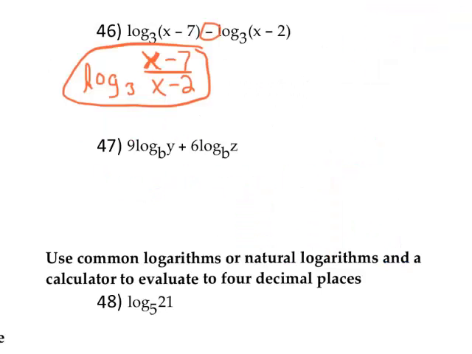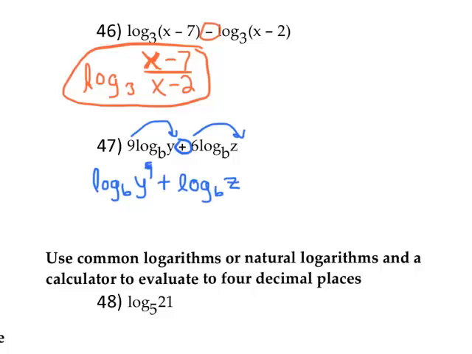47. This plus sign changes to multiplication. So before that, though, we need to move these numbers in front and make them exponents. So this is really log base b of y to the 9th plus log base b of z to the 6th. Now we can feel free to change it to multiplication. So it will be log with the base of b, y to the 9th, z to the 6th, and then you might see that put in parentheses too, so that we know that all of that's inside of our logarithm.